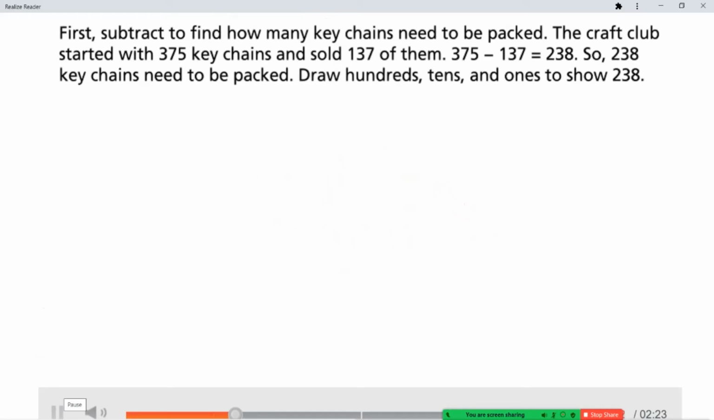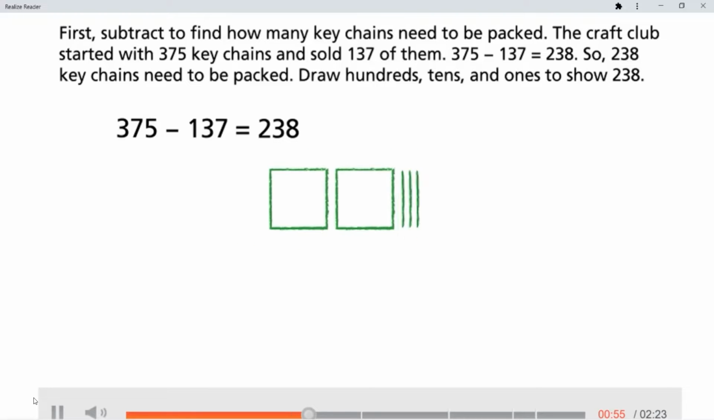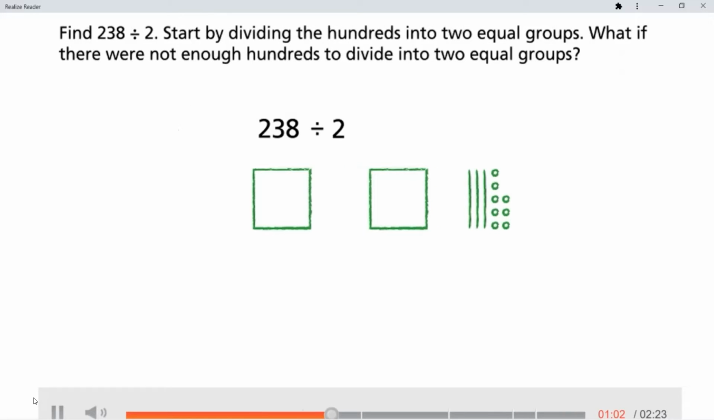First, subtract to find how many keychains need to be packed. The Craft Club started with 375 keychains and sold 137 of them. 375 minus 137 equals 238. So 238 keychains need to be packed. Draw hundreds, tens, and ones to show 238. Find 238 divided by 2. Start by dividing the hundreds into 2 equal groups.